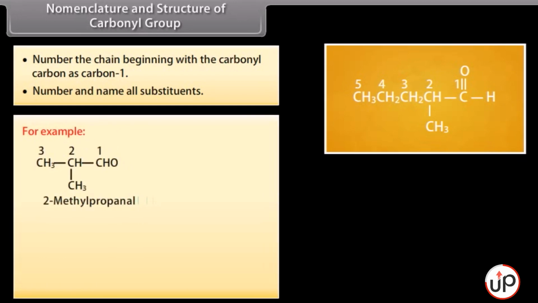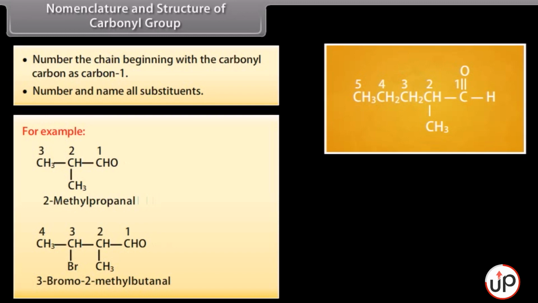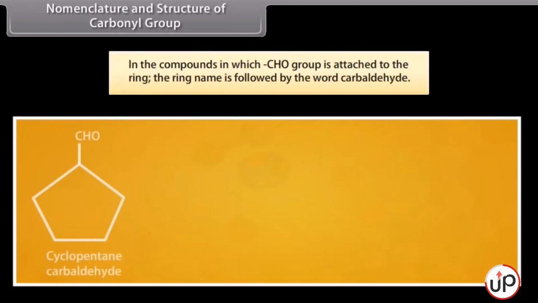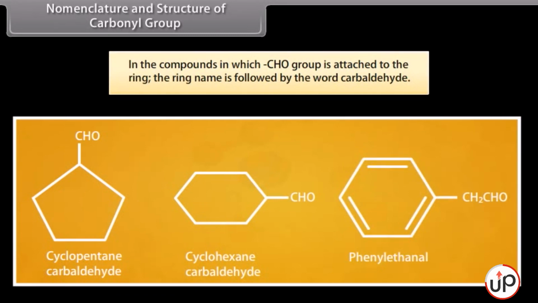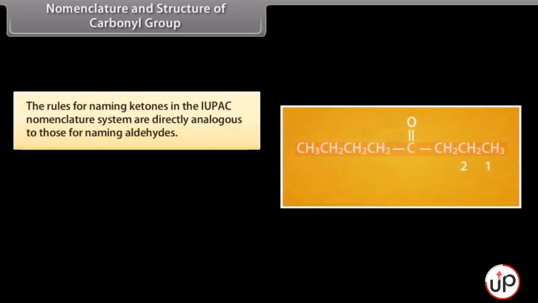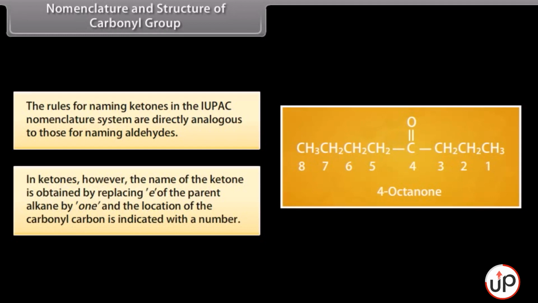For example, 2-methylpropanal, 3-bromo-2-methylbutanal. In the compounds in which aldehydic group is attached to the ring, the name is followed by the word carbaldehyde. The rules for naming ketones in the IUPAC nomenclature system are directly analogous to those for naming aldehydes. In ketones, however, the name of the ketone is obtained by replacing E of the parent alkane by O-N-E and the location of the carbonyl carbon is indicated with a number.